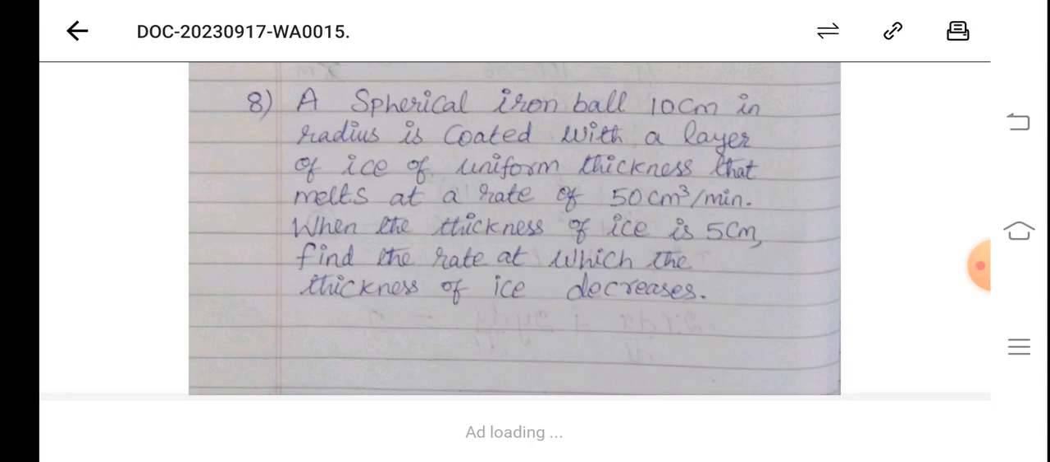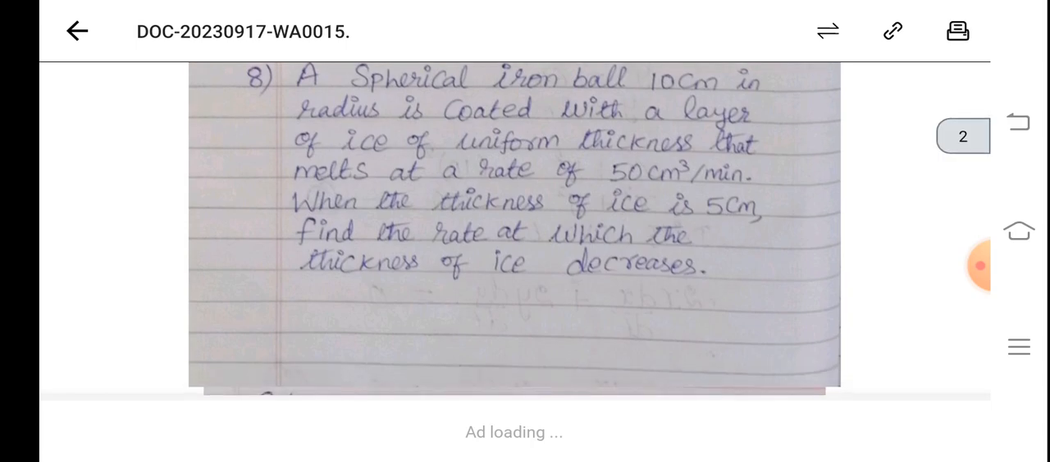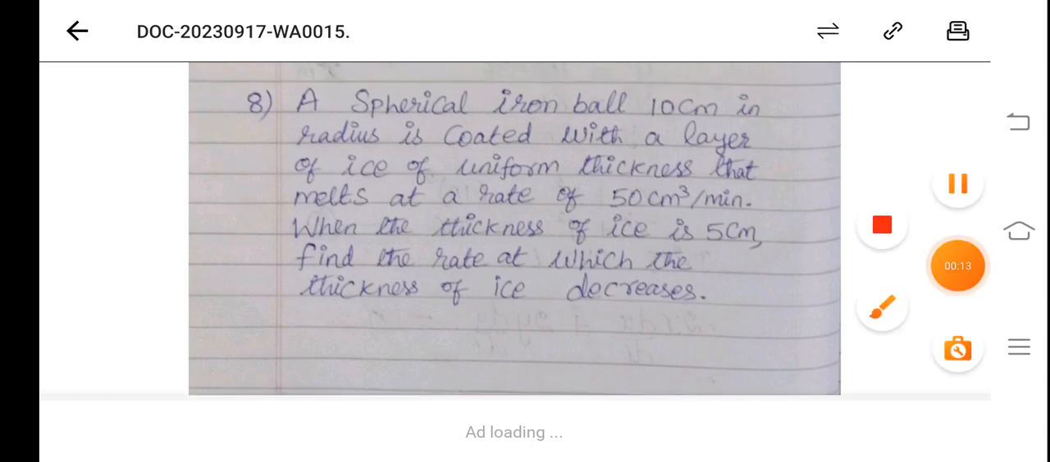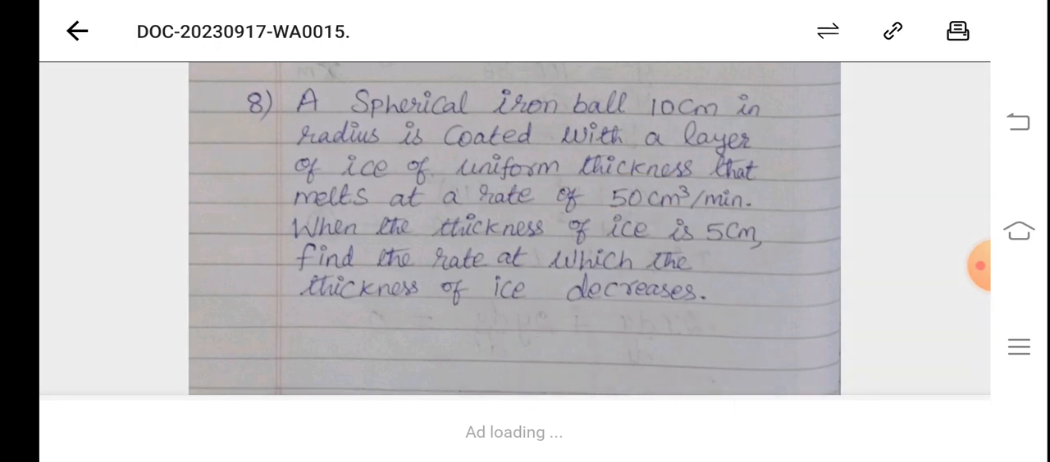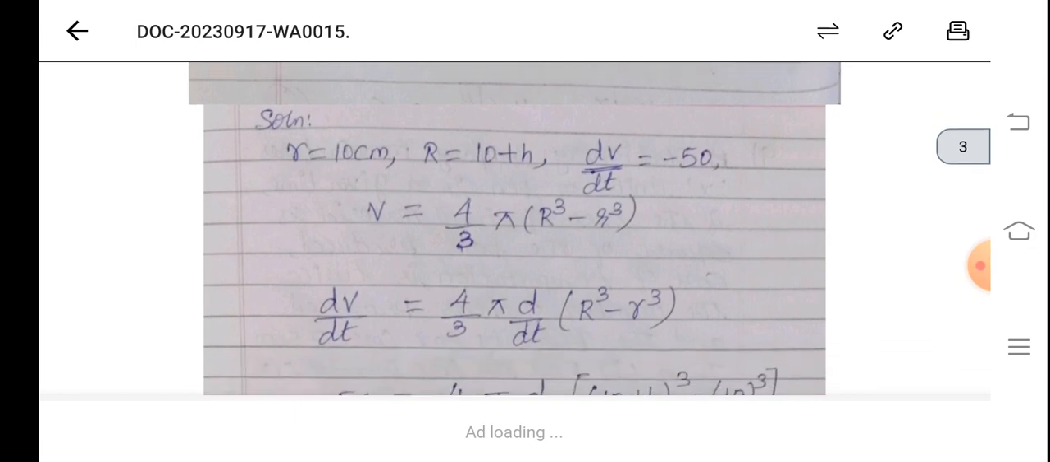This is question number 8. A spherical iron ball 10 cm in radius is coated with a layer of ice. The layer is coated with uniform thickness. When the thickness of the ice is 5 cm, find the rate at which the thickness of ice decreases. Clear, children, what are they talking about? They are talking about a spherical shell, that means a hollow sphere.